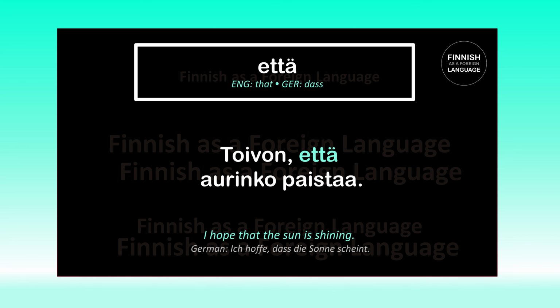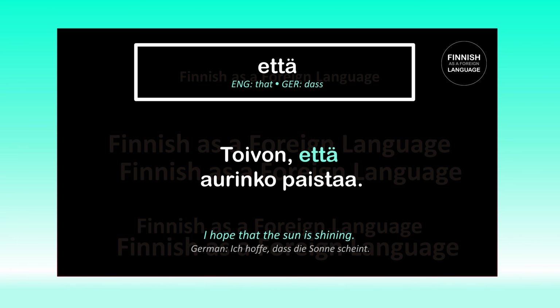We go step by step. Toivon means I hope. It's the first person singular present tense of the verb toivoa, which means to hope. Että means that, and aurinko paistaa means the sun is shining. So here our conjunction is että, meaning that. Let's repeat again. Toivon, että aurinko paistaa. I hope that the sun is shining.